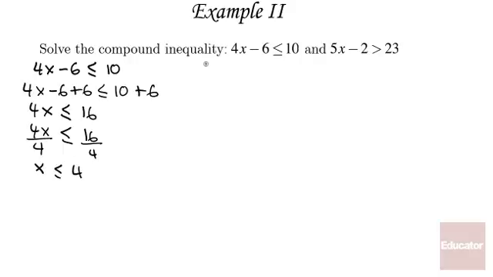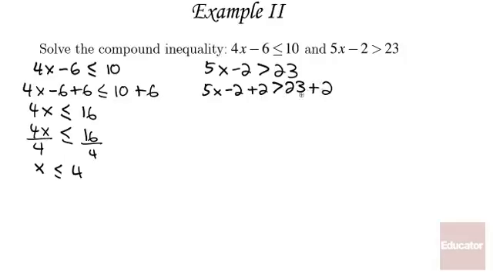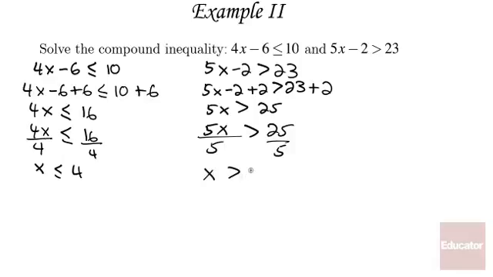For my second inequality, I have 5x minus 2 is greater than 23. Adding 2 to both sides gives me 5x minus 2 plus 2 is greater than 23 plus 2. So that's 5x is greater than 25. Divide both sides by a positive number, so I'm fine with the symbol here. Dividing both sides by 5 yields x is greater than 5.